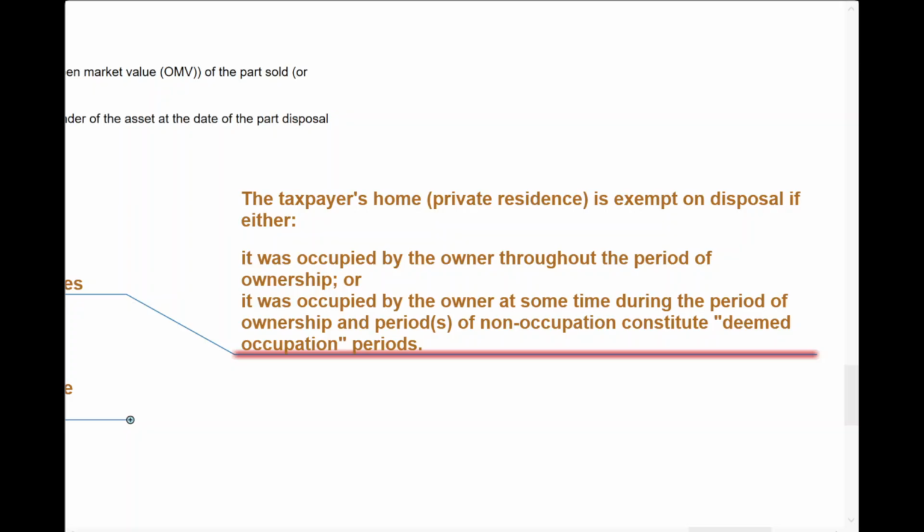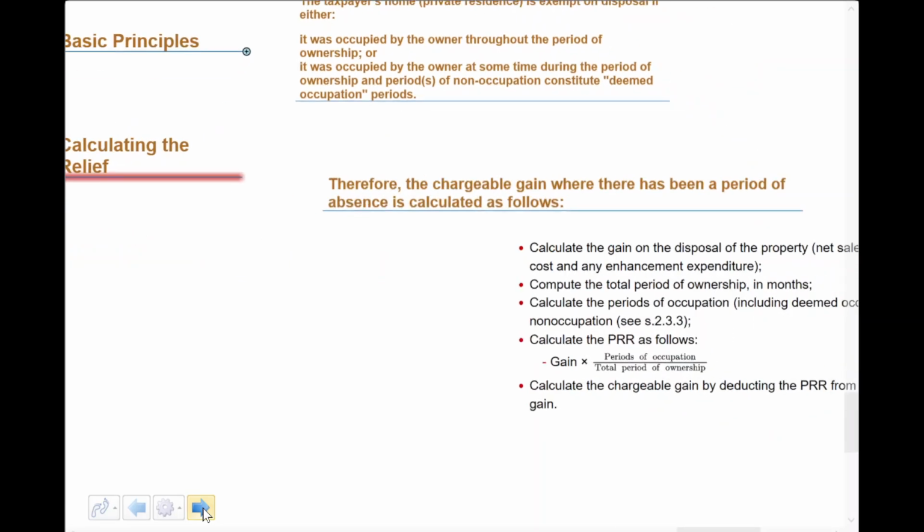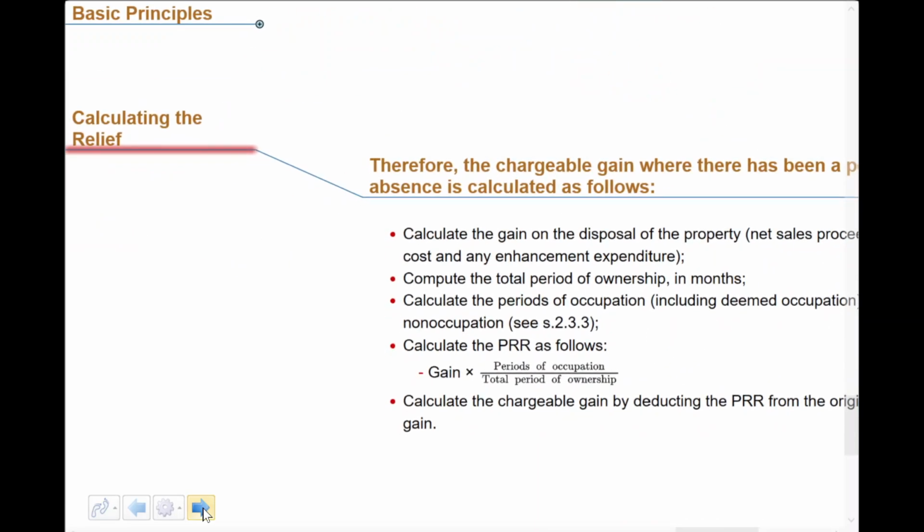Now, in what situations would the gain not be exempt? Well, if you've got periods that aren't covered by deemed occupation, as we'll see in a moment. So what are we talking about? Well, this is a relief that relieves a taxpayer in a situation where, for part of the period of ownership, he or she wasn't living in the property. Because if you weren't living in the property, you let it out, then part of the gain when you dispose of it is going to be chargeable, or it's not covered by what we call deemed periods.